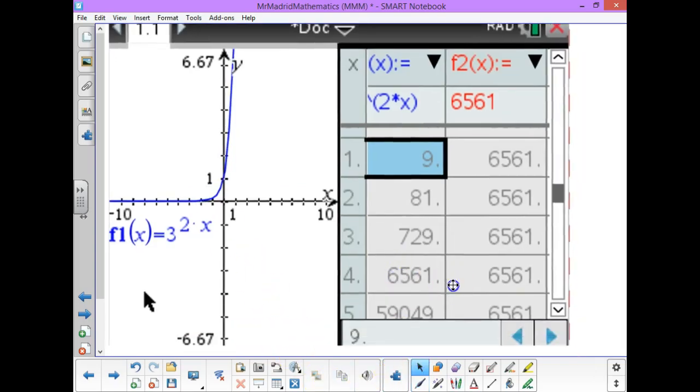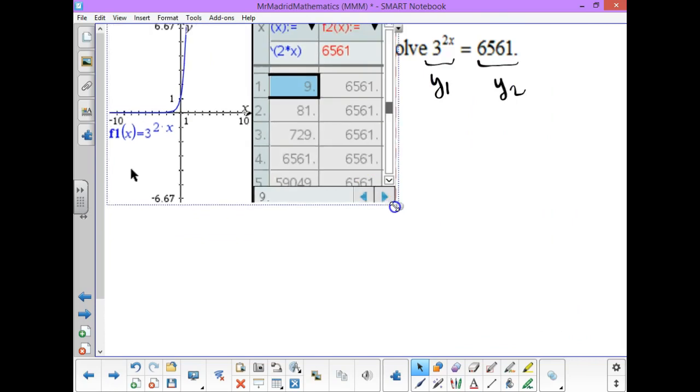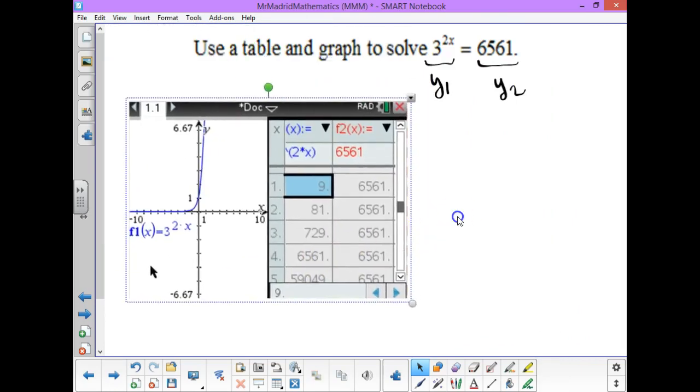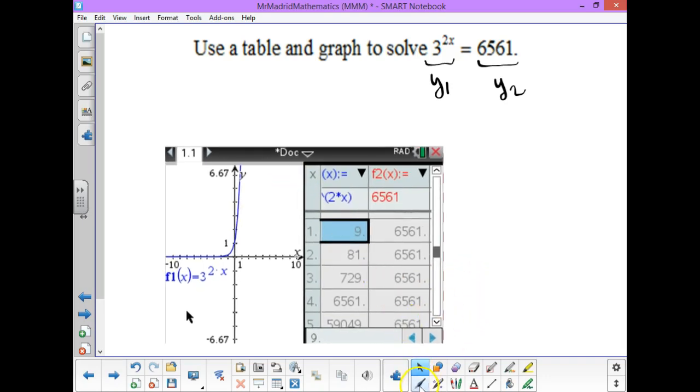This is essentially the proof that's required for this problem, since we do have the graph and the table. The only thing that would need to be addressed is this y2 isn't displayed on here. So what you can indicate is maybe something like about 65, 61 is where this line is, and it intersects just about there.